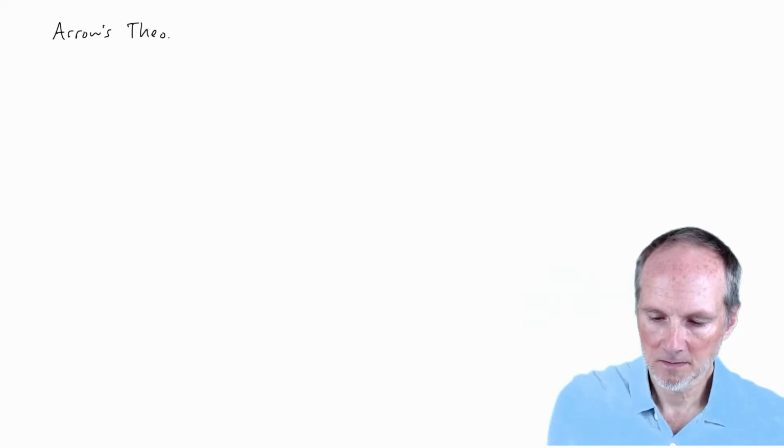Last time I started the setup of Arrow's theorem, I actually didn't get to it. So we're going to continue our axiomatic analysis of voting rules. The main goal of this will be to state and prove Arrow's theorem. So this will be Arrow's theorem continued.